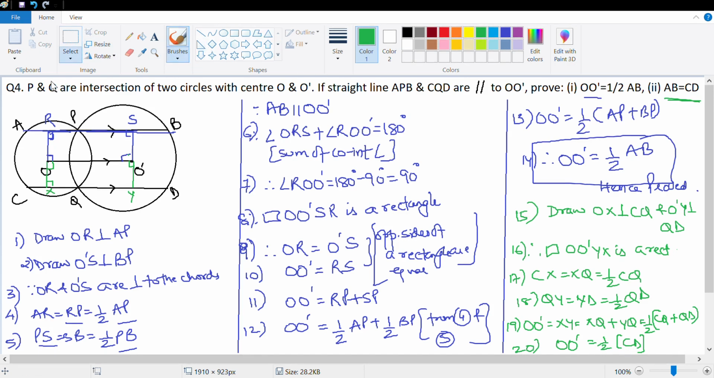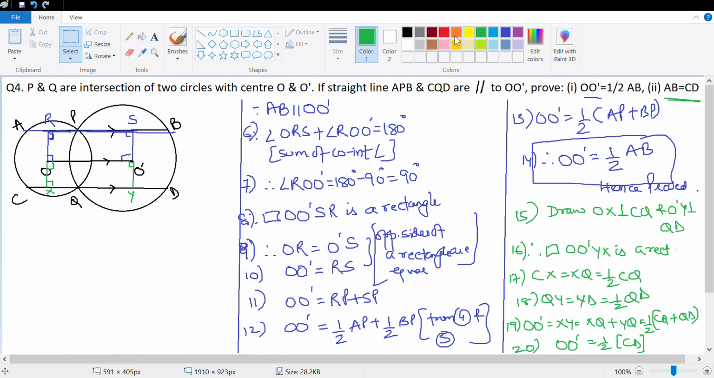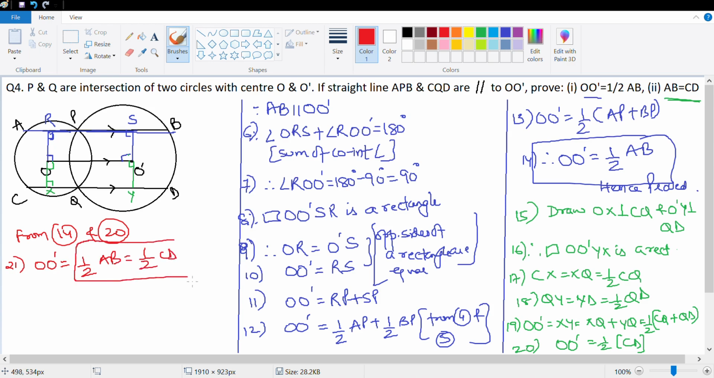Let me erase the first part of the question that I wrote here so that I have some space to solve the last part of the question. So from 14 and 20, what we get is OO dash is equal to half of AB, which is equal to half of CD. Now if I compare these two, half and half get cancelled, which means therefore AB is equal to CD. That finishes this question for me.